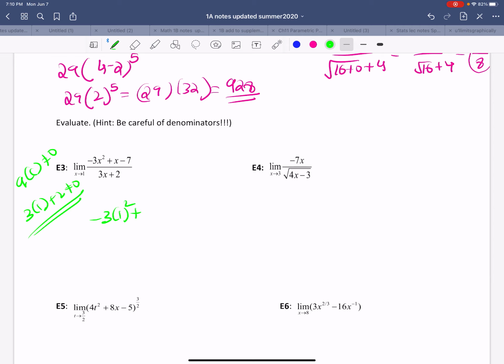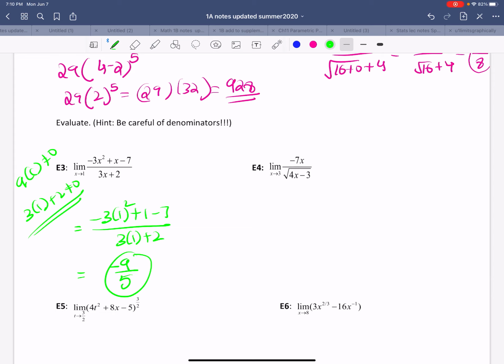I can go ahead and plug in 1 for the x's. So that turns out to be negative 3 plus 1 minus 7, which is negative 10 plus 1. That's going to be negative 9, divided by 3 times 1, which is 3, plus 2 is 5. Negative 9/5.